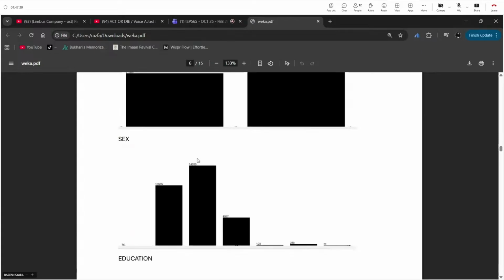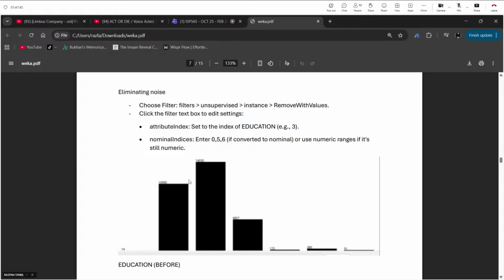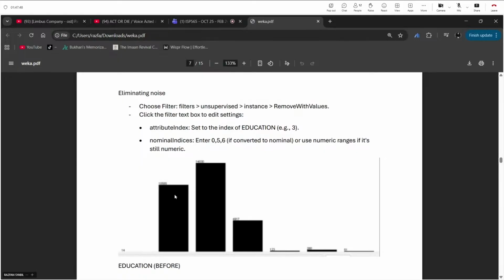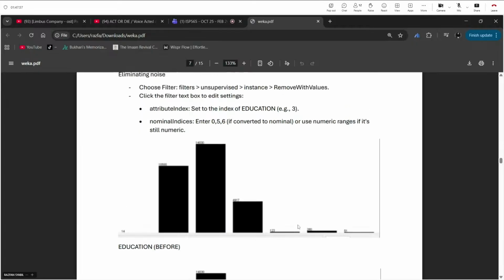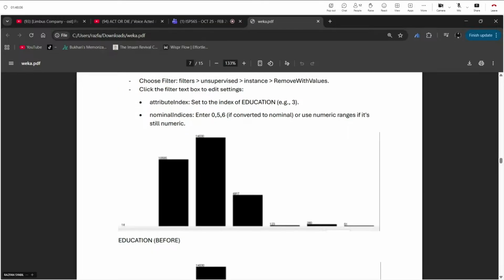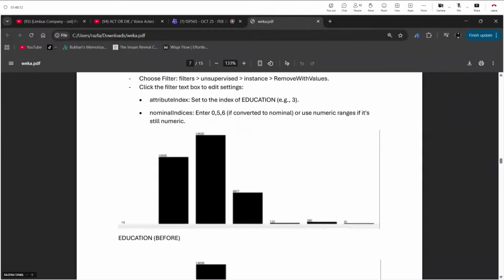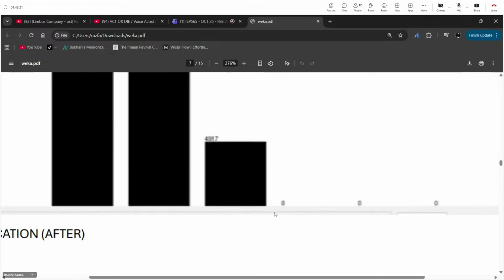So this is for nominal, like earlier: sex, education, marriage. For our data, we have noise. In the education section, we have a lot of high graphs, but they also have very low graphs, with very few data. To remove it, we filter unsupervised instance, remove values. We choose our attribute and remove 0, 5, 6, 7. Wait, this is wrong. Ignore this. But after we remove, it becomes like this. All of the small bars have gone, reduced to 0. You can see here it is 0.